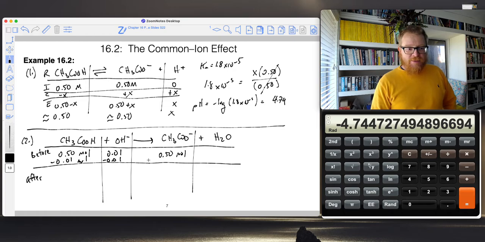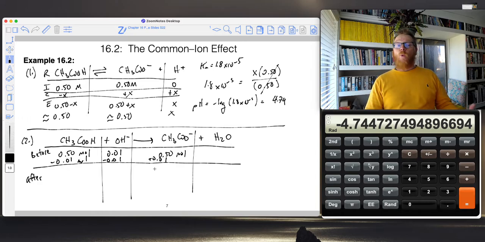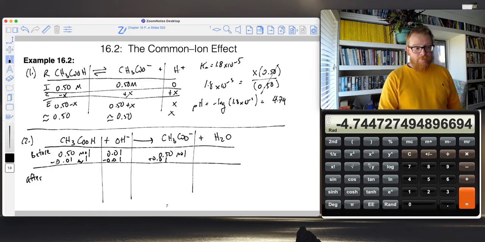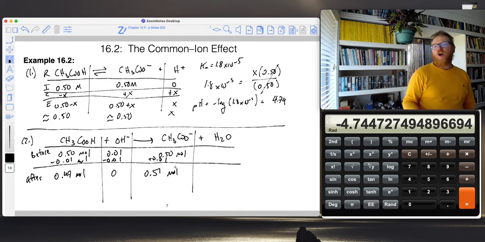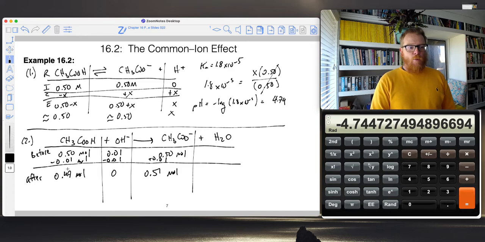But that also means that 0.01 mole of acetate has to be formed, right? So if I consume 0.01 mole of acetic acid, right, negative 0.01, then that means I'm going to produce positive 0.01 mole of acetate. And so now that means after this reaction has gone to completion, we have 0 hydroxide left. We have 0.49 mole of acetic acid left, and we have 0.51 mole of acetate.